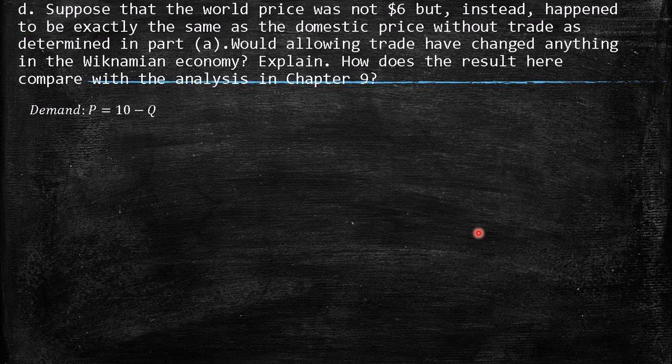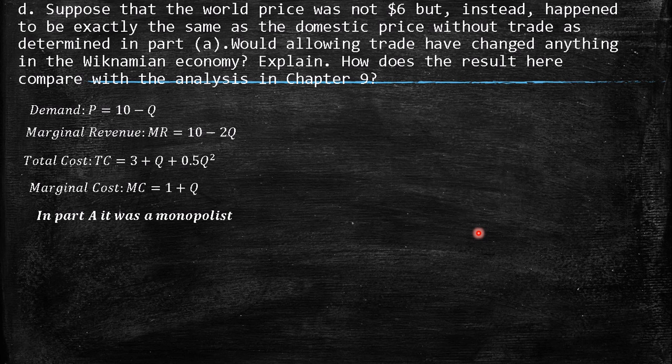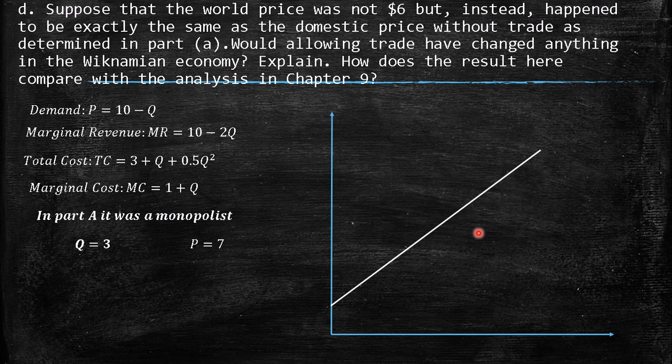So we have the demand, the old curves that we already have. In part A, it was a monopolist, right? So this one should be kind of two cases. I analyzed from one side because I assumed that they will produce at a price of 7. Okay, so let me show you how I interpreted that. So here we have Q equal to 3 and P equal to 7.